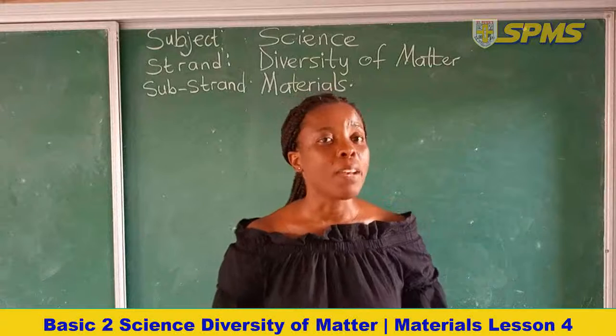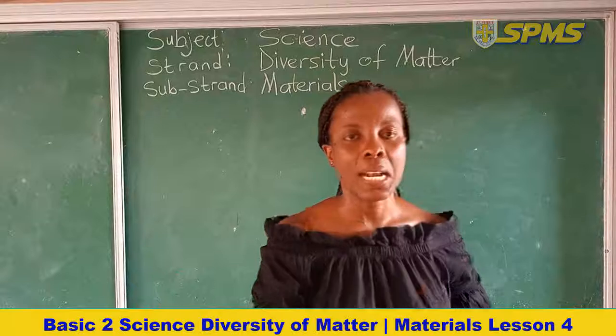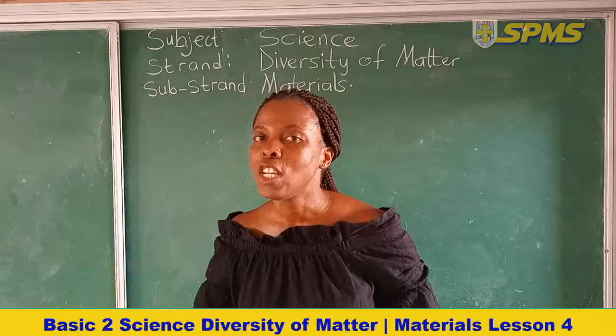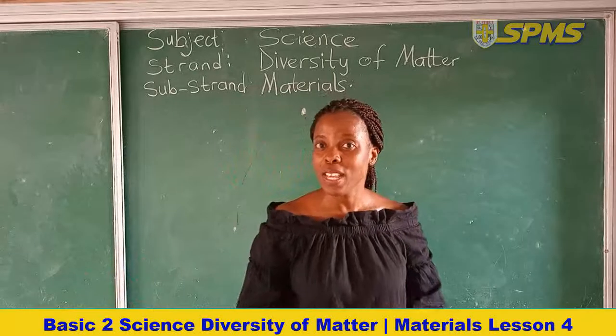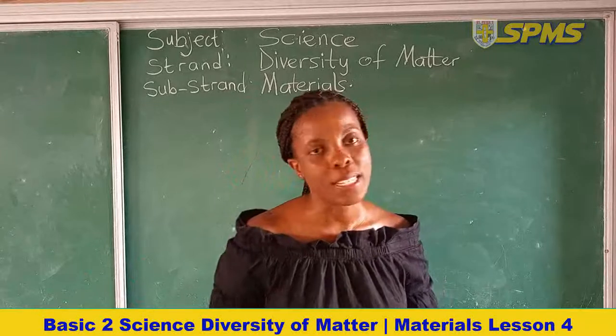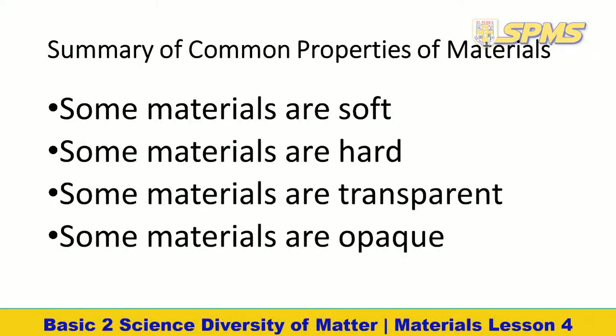We said they can come in different forms. Some of them are plastics, others glass, others papers, cotton, and so many. So we looked at some of the examples of these materials. Good. We also looked at the properties of these materials. What are the properties? We said some materials are soft. We said some are also what? Hard. Others are transparent. That means you can see through them clearly. But some of them are not transparent, so they are opaque.